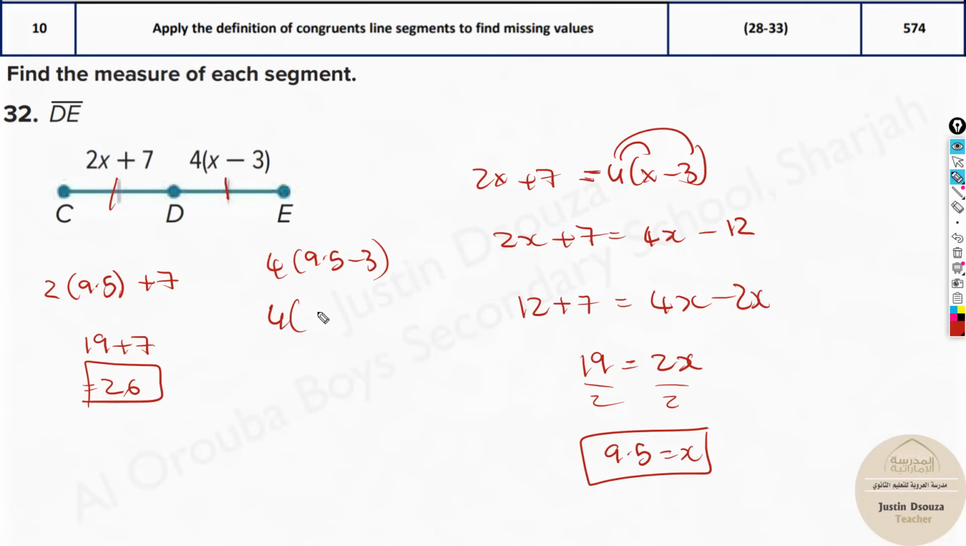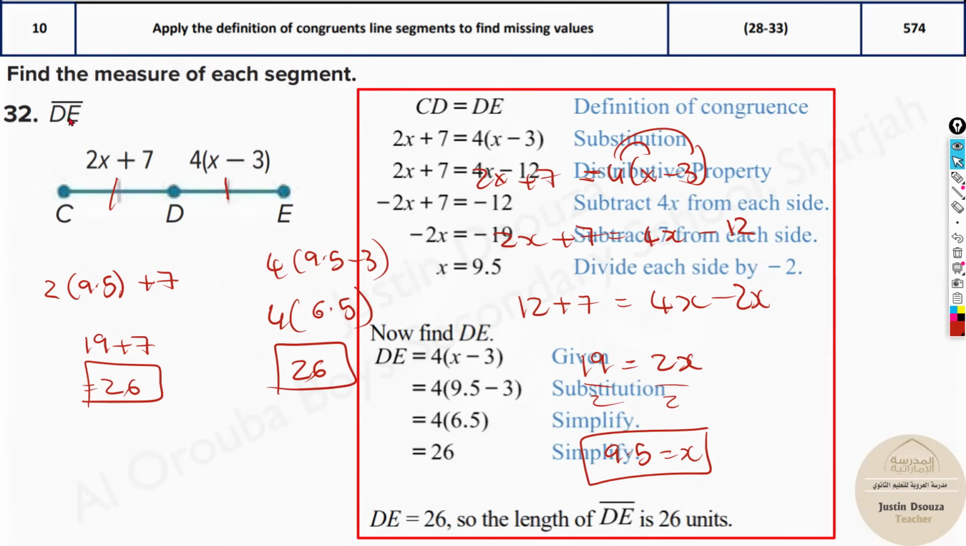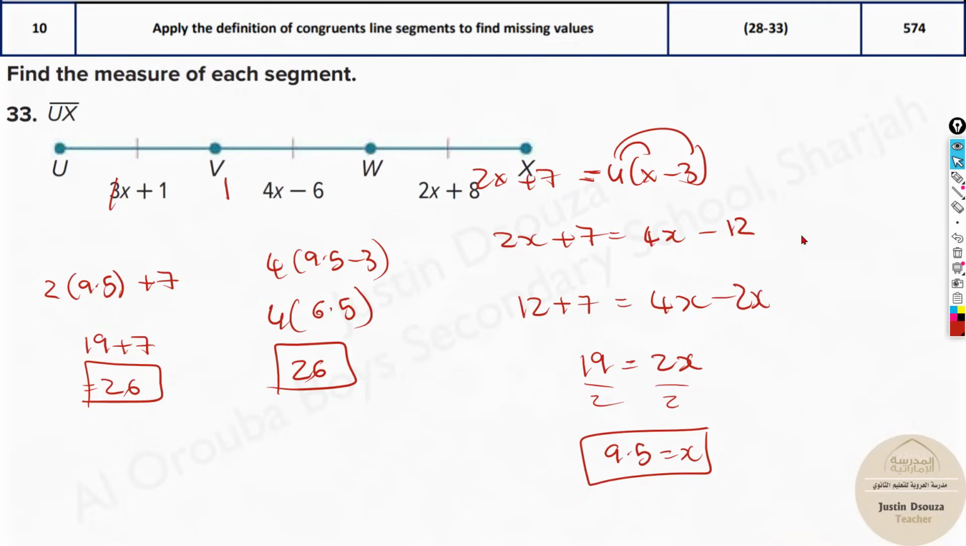You can just do 4 times 6.5. 6 fours are 24. 0.5 times 4 is 2. So 24 plus 2 is 26. The answers are equal. You must get that because they both are congruent. And that is the final answer. Okay, it's 26 units because the measurement is not mentioned in any unit.